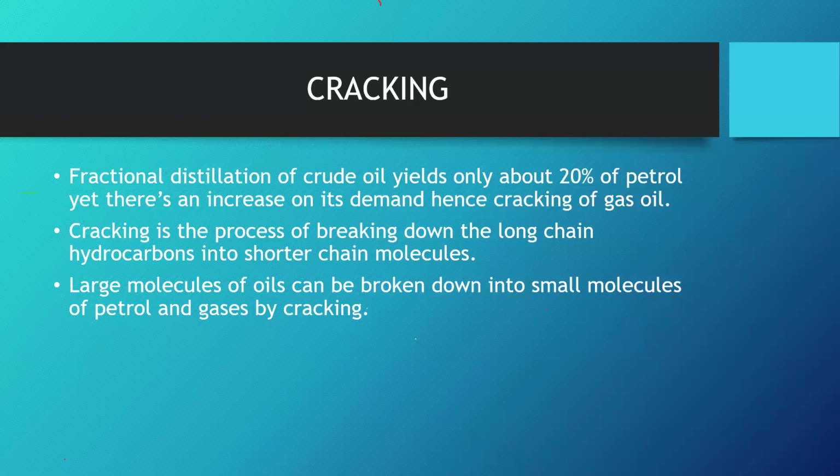And we have two types of cracking. We have catalytic cracking and then thermal cracking. Like you hear the word catalytic, it comes from the word catalyst. So that means in that type of cracking, you apply a catalyst to break down that long chain. And for the thermal, you can hear the word thermal. That means you apply heat to break that what? That long chain into shorter chains. Then the large molecules of oil can be broken down into smaller molecules of petrol and gases by cracking. So those are some of the important things that you need to know.